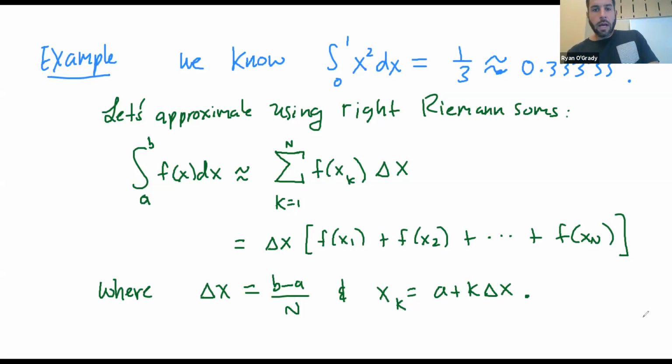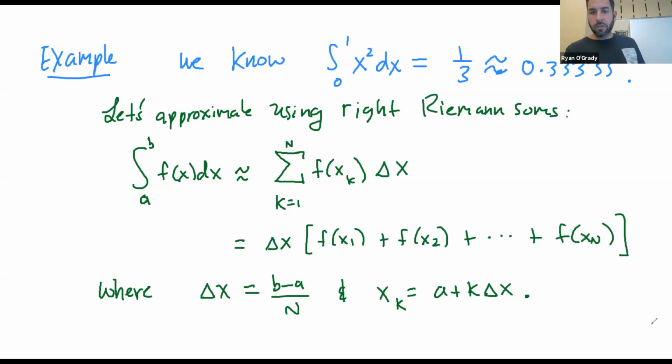Okay, so let's apply this formula to the function f, which is x squared. And let's just do this for some different values of n. Now, I'm not going to do them all by hand. I'll do n equals 4 by hand, and then I'll do a bunch of them using the computer.